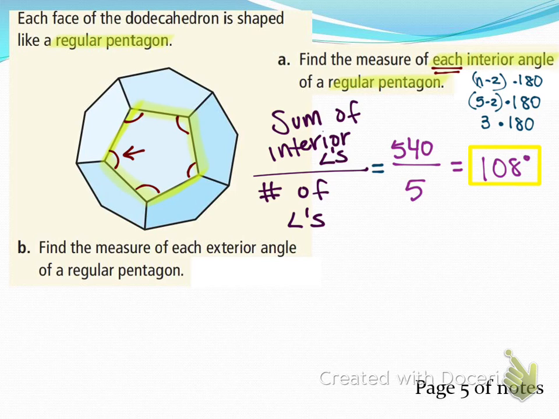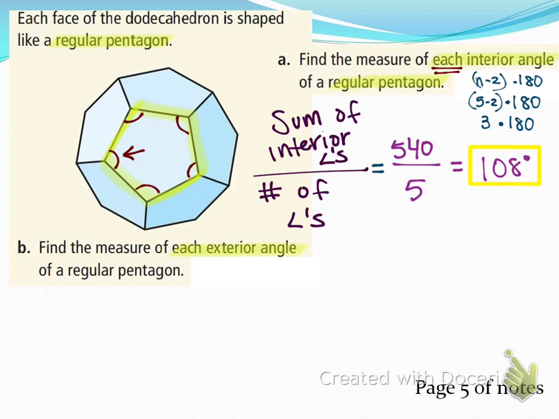Questions on this one? So the common thing is that people just don't understand the directions. Anytime you see the word regular and the word each, this is the process that you do. Okay, you're going to find each individual. The second is a lot simpler.